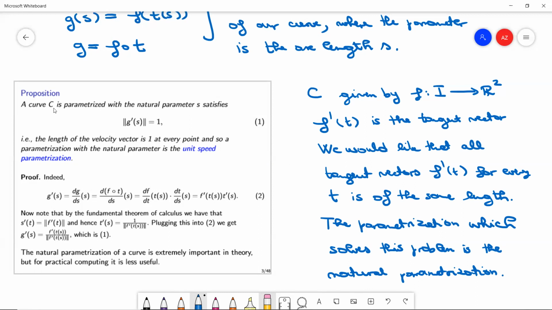So if you have a curve C parameterized with natural parameter S, then the length of g prime of s, the length of the tangent vector in every point, is 1. And this is also the reason why this parameterization is called the unit speed parameterization. So we travel along the curve with the constant speed 1. And it's just a matter of some calculation. So let's go over those steps so that you will see that it's really nothing deep here.